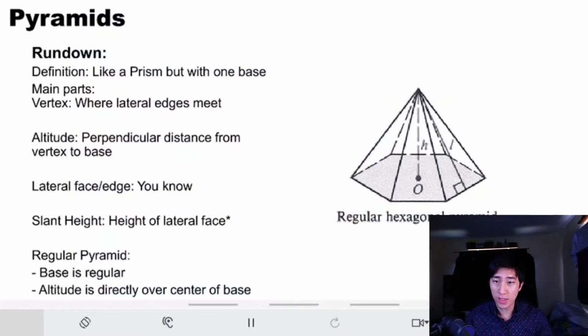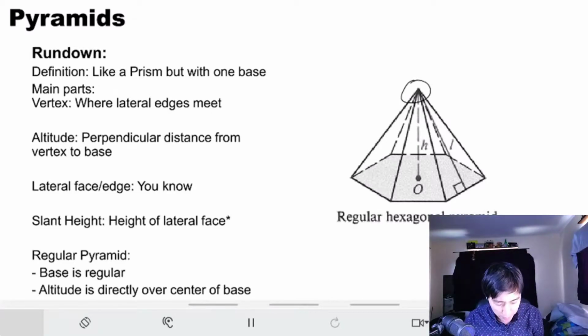This is the rundown view, so let's get started. First off, we're going to be dealing with pyramids. Now, the main thing with pyramids is they're just like prisms, but instead they have only one base. So instead of having one base here, it's just one base here, and then everything connects to a singular point. That singular point is called your vertex. It's where all of your lateral edges are going to be meeting. So if we have our vertex, that's this point right up here.